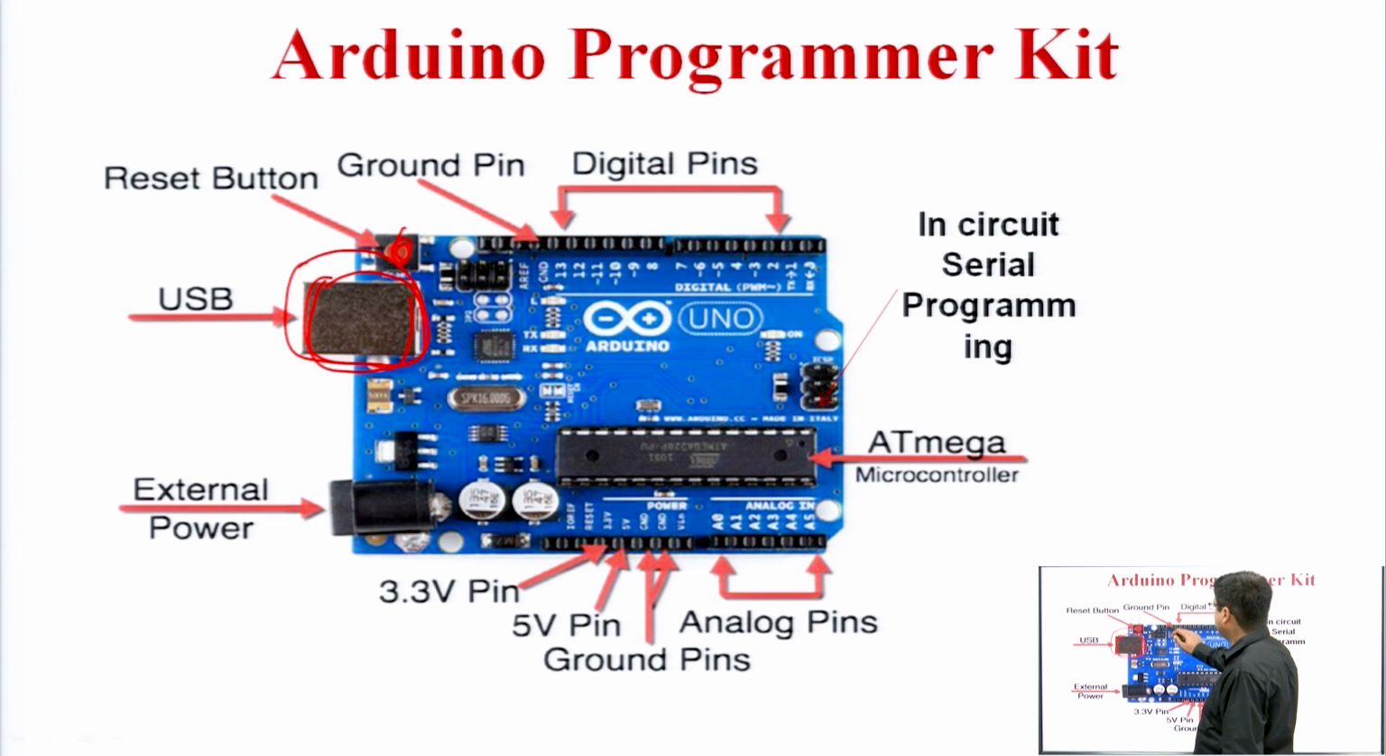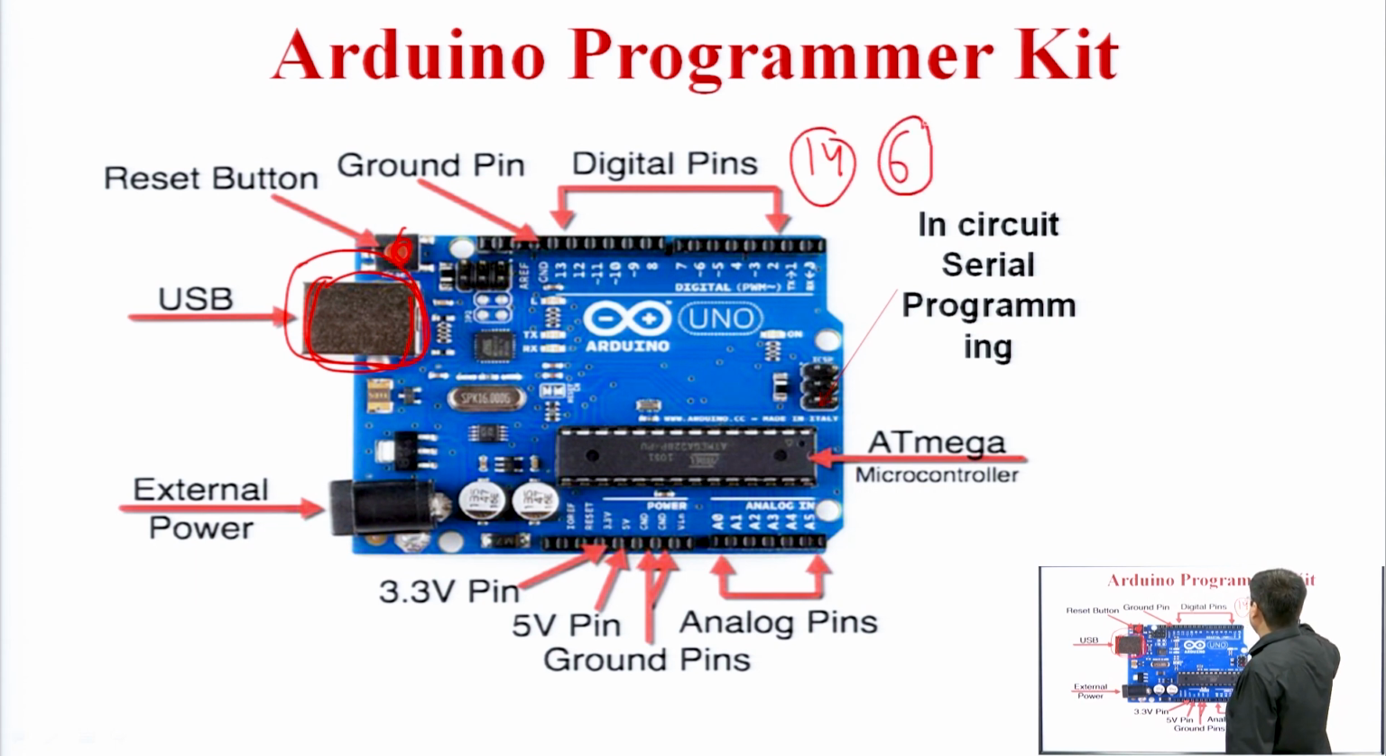It has a ground pin as well. It has digital pins. How many digital pins are there? It has 14 digital pins. Out of the 14 digital pins, 6 have specific functions used for PWM. It has analog pins as well. How many analog pins are there? 6 to 7 analog pins are there.